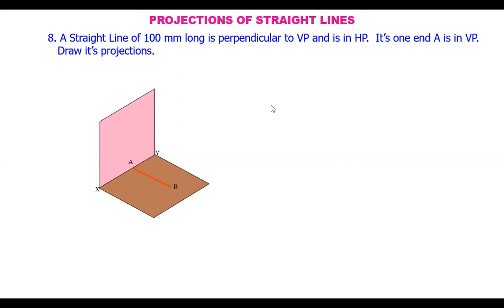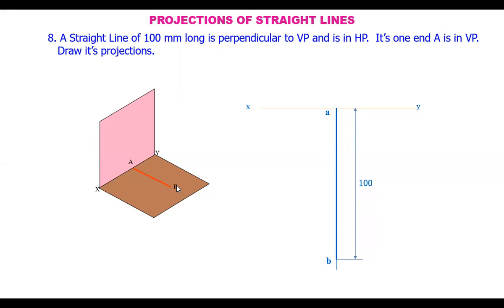Now let's draw the projections by taking the top view first, right? Reference line, perpendicular line. From the reference line, we have to draw this because point A is in the reference line. From the reference line, you draw the perpendicular line and mark 100 mm here. This point is A here and this is B, right? B is in front of VP. So this is A and this is B, 100 mm long.